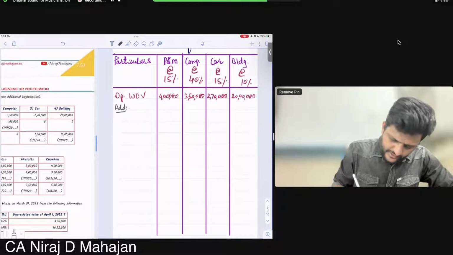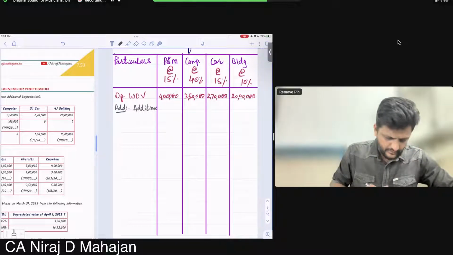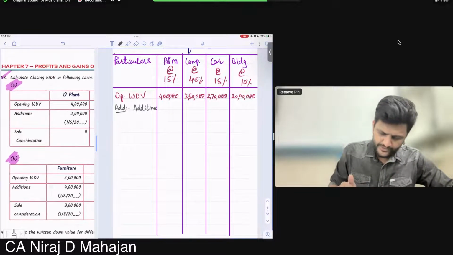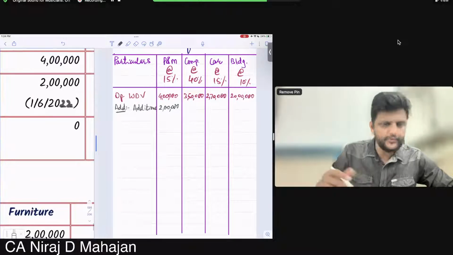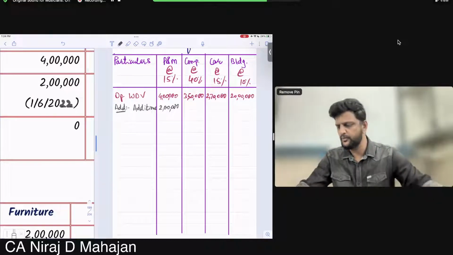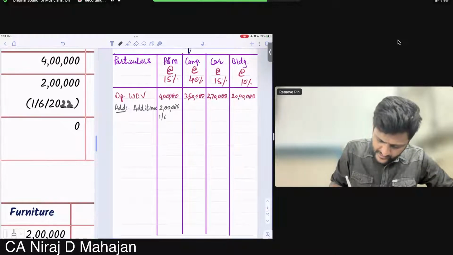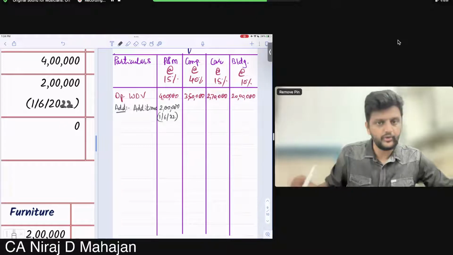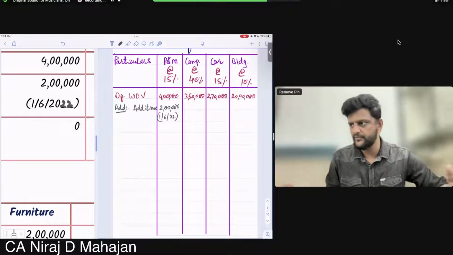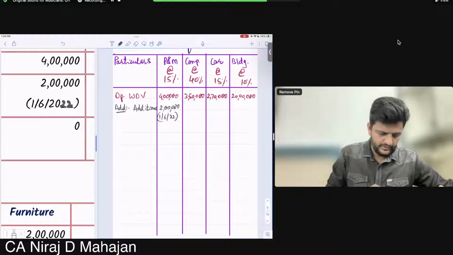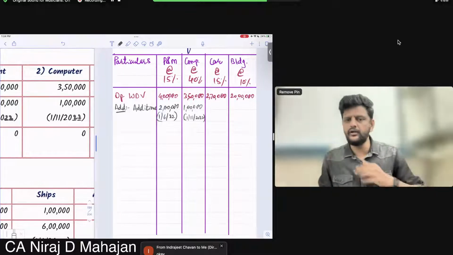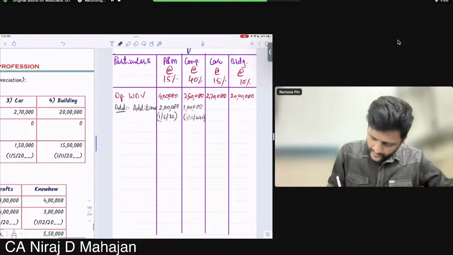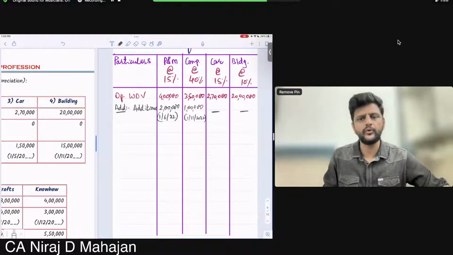Add additions. First, how much is the addition, children? 2 lakhs. Correct? For plant and machinery. It is added, children, on 16-2-22. I hope you're understanding. It is a new asset. New asset is purchased for the block. So I'm writing a date also. Addition is what? 16-2-22. Now the date is important for us, because from that we will decide whether it is full depreciation or half depreciation. Then 1 lakh, 11-11-22. Half depreciation, agreed? And no addition, children, in car and building. Clear or no?